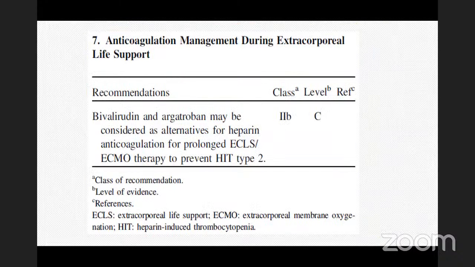For the anticoagulant management during extracorporeal life support, the recommendation is that bivalirudin and argatroban may be considered as an alternative to heparin for anticoagulation for prolonged ECLS or ECMO therapy to prevent HIT type 2. This is class 2B, level C.